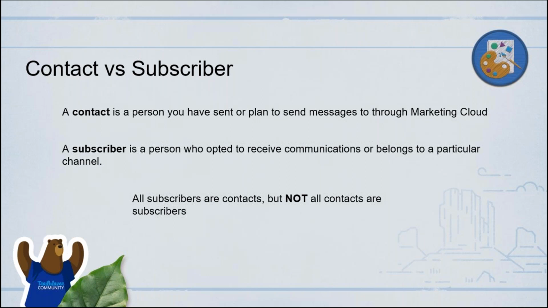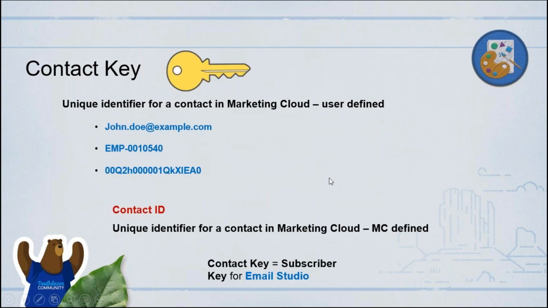And that last sentence is quite important. All subscribers are contacts, but not all contacts are subscribers. So you can have contacts in Marketing Cloud who may not be subscribed to a particular channel. You can still store their information. Now, how do we identify a contact in Marketing Cloud?